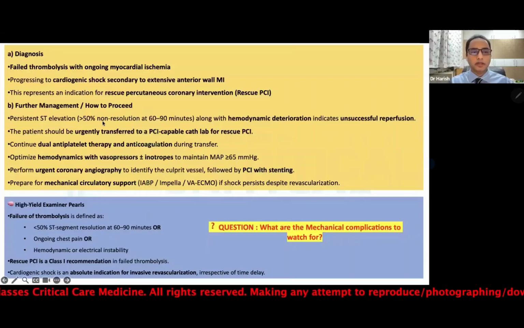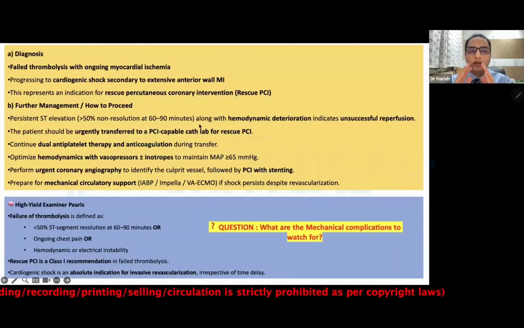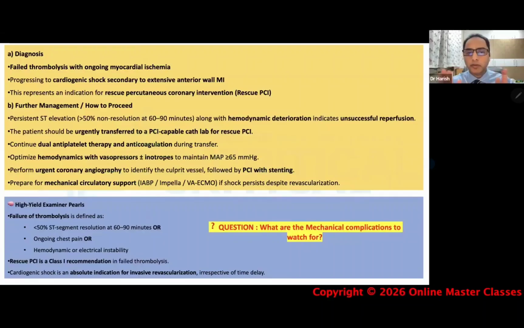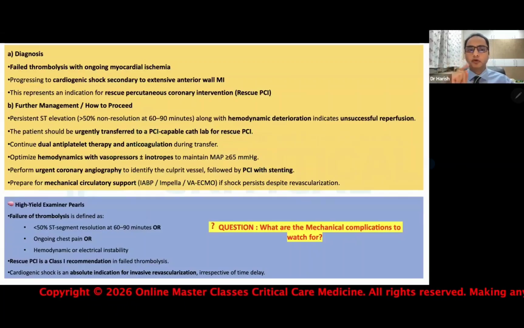So persistent ST elevation more than 50%, non-resolution at 60 to 90 minutes, along with unstable hemodynamics, suggests an unsuccessful reperfusion. So we need a PCI as a rescue therapy with continued dual antiplatelet therapy and anticoagulation. We need to support the hemodynamics to maintain an adequate mean arterial pressure of around 65. So urgent coronary angiography is needed, with either stenting or angioplasty. But in the meanwhile, for supporting the hemodynamics, he might require mechanical circulatory support, maybe IABP, Impella, or veno-arterial ECMO, if there is persistent hypoperfusion. Okay, that should be your answer.